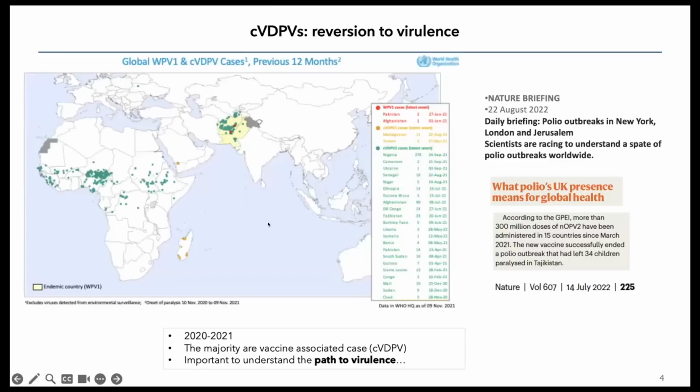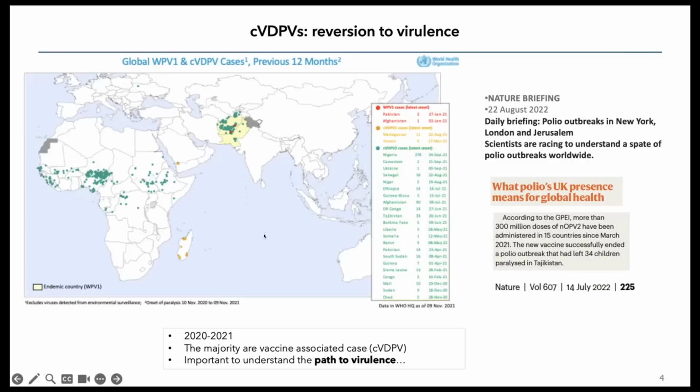This is a picture of the 2020-21 situation. Many of you have seen this. This probably was exacerbated by the SARS-CoV-2 pandemic, but you see all these dots in green represent circulating vaccine-derived polioviruses from type 2. But also you can see that type 3 and type 1 also could emerge from vaccination.